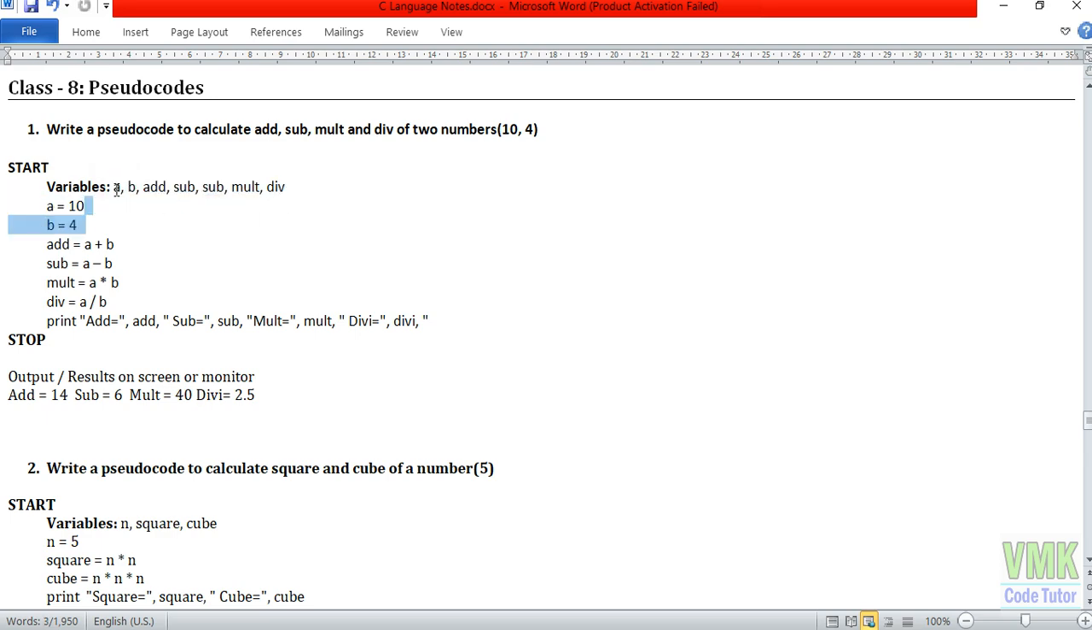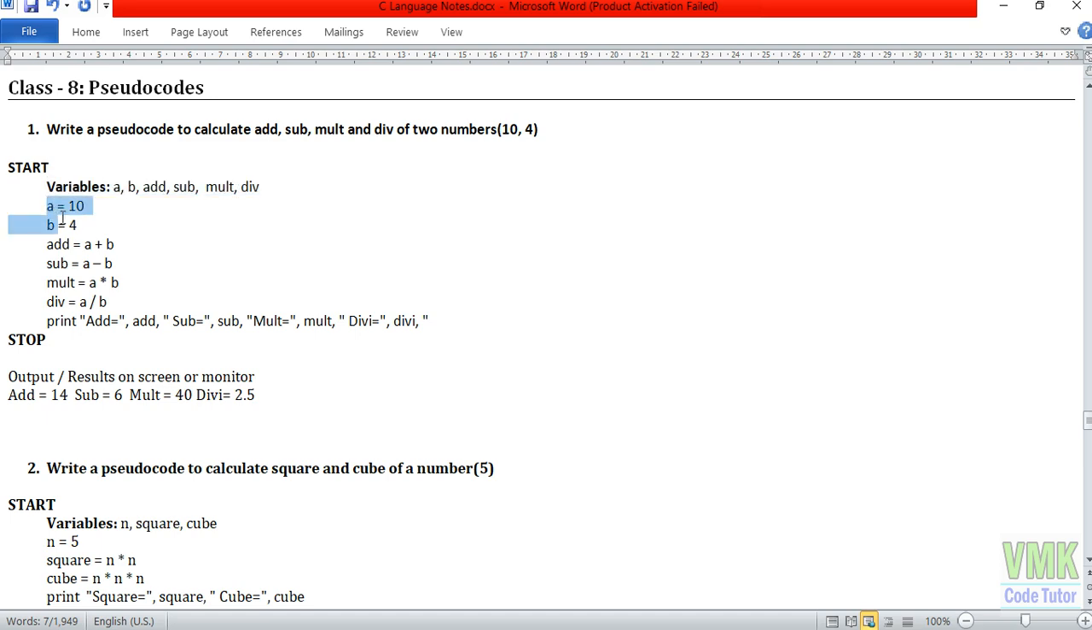So A and B store 10 and 4, and add stores addition of A plus B, subtraction stores A minus B, multiplication stores A multiplied by B, and division stores A divided by B. Like this, first of all you have to create all the variables that are required in the pseudocode. Then start here.